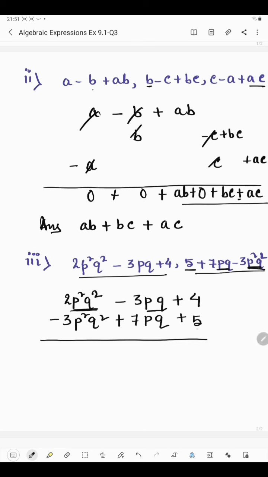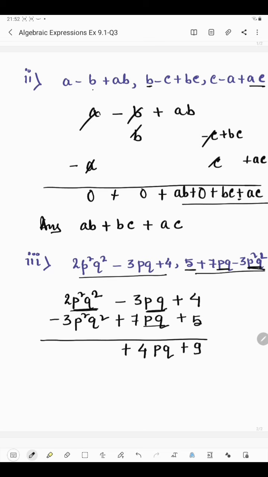Now we will start with the end. So 5 plus 4 is 9, and since both are having plus sign, so we will put plus sign here. Okay, now minus 3pq plus 7pq. Here the variable is the same, so we will put the variable first, which is pq. Okay, and then plus minus minus, so 7 minus 3 is 4, and since the sign of 7 is greater here, it will be positive.